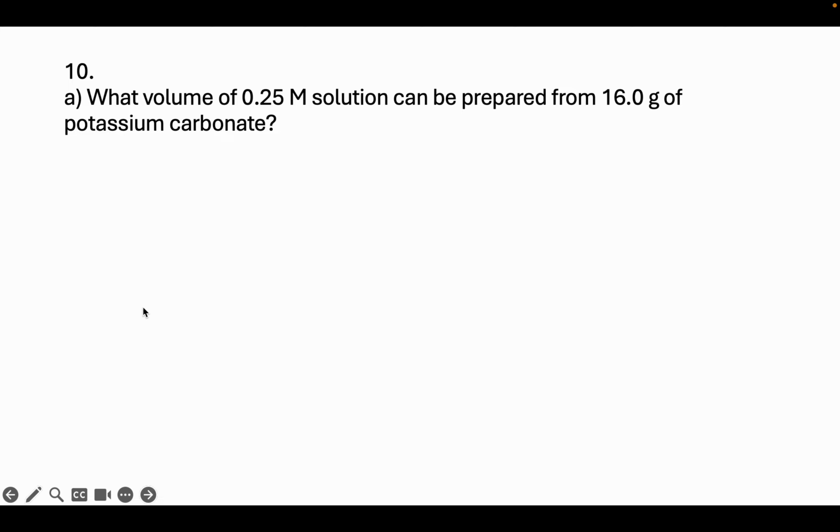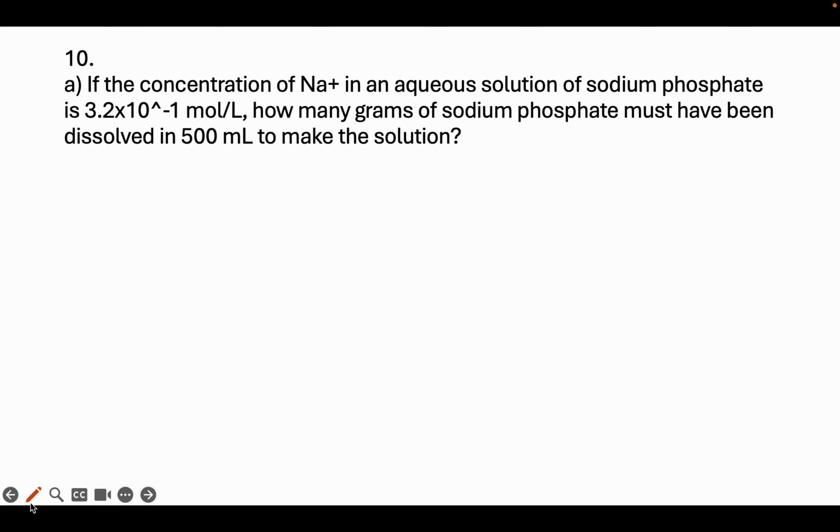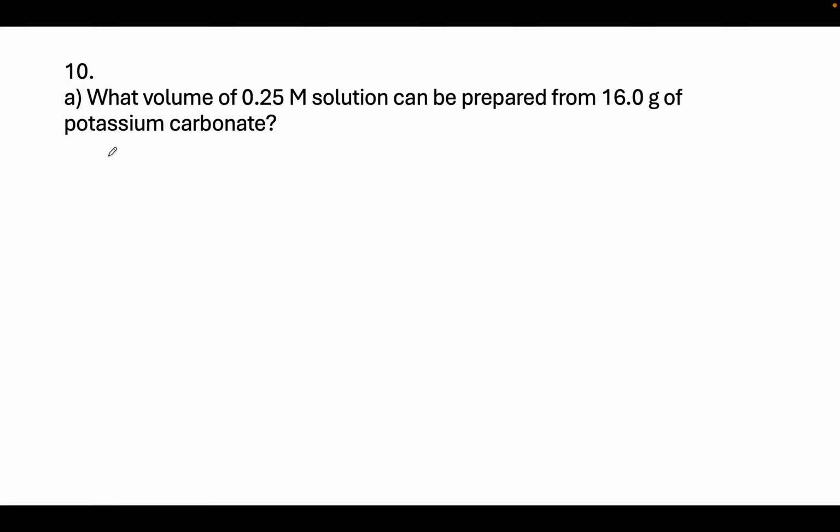Starting with number 10a, what volume of 0.25 M solution can be prepared from 16 grams of potassium carbonate? So we've got this formula: M equals moles per liter. So 0.25 M equals, we've got the concentration, but we don't have the moles or the liters. But don't worry, we can use those grams of potassium carbonate to get the moles.